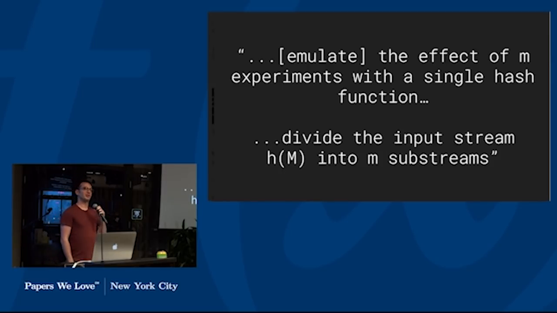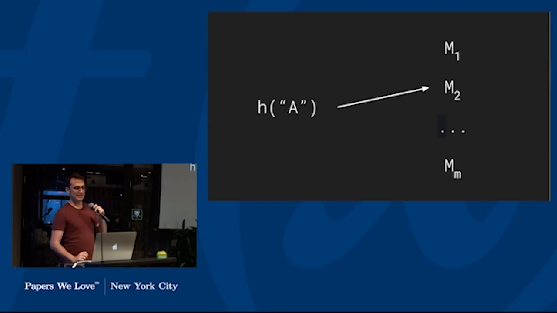Instead, what we're going to do is we're going to fake it. It's an approximation algorithm, so let's just wing it, right? What we're going to do is emulate the effect by dividing the input stream into substreams. That sounds a little strange, so we're just going to go through a quick example. If you've got the string A coming in, you hash it. Somehow you decide it needs to go into substream 2.